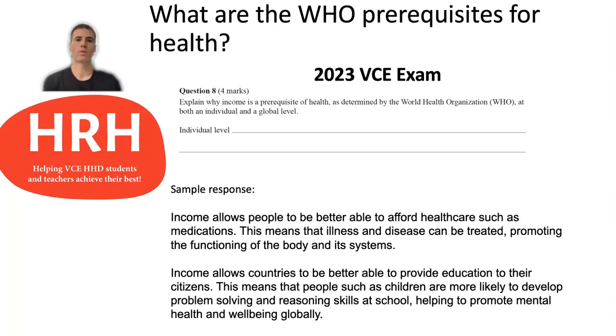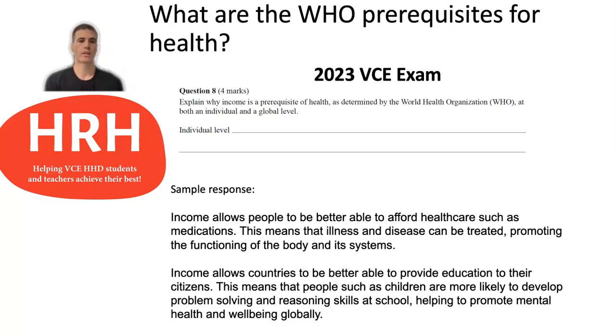Another example of a type of question that might pop up on your assessments or the exam is this one from the 2023 exam. It asks you to explain why income is a prerequisite of health as determined by WHO at an individual and a global level. So they're basically asking why income is required at an individual level to achieve health and also at a global level. You can see a couple of sample responses there.